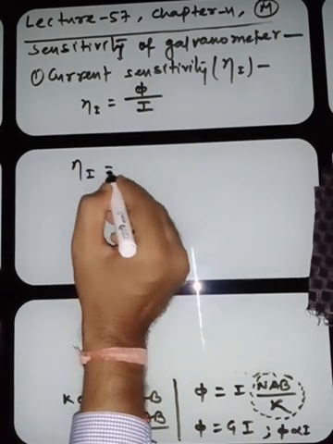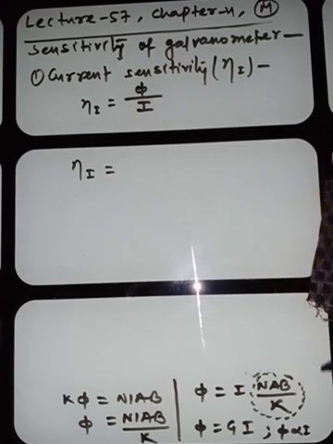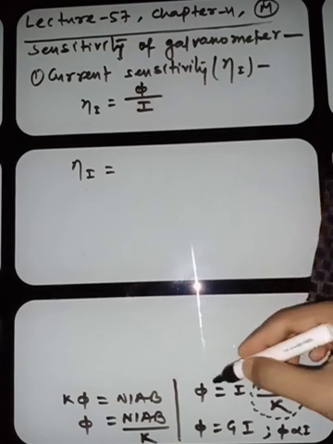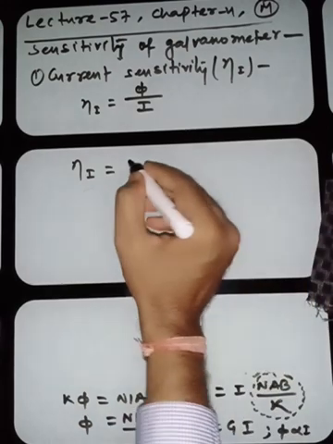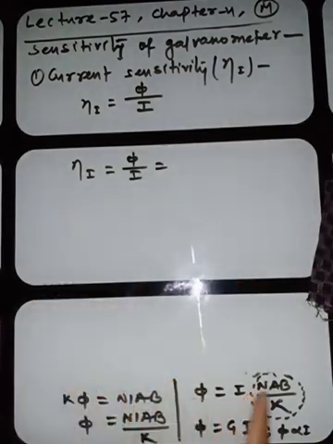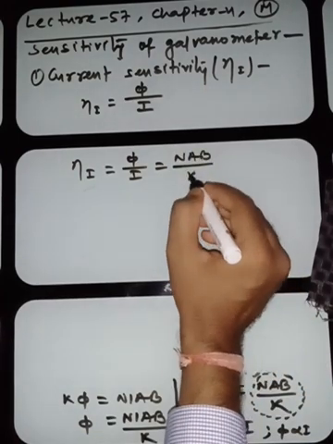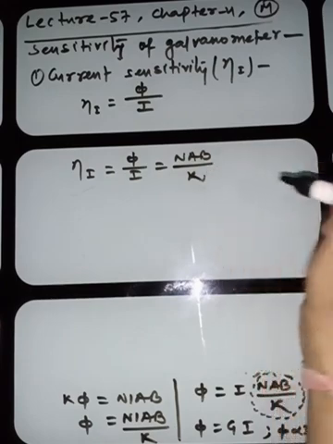Very simple, my dear student. From the given formula you can write here, it is phi by I. So phi by I can be written as NAB by K. NAB by K. This is nothing but the current sensitivity.